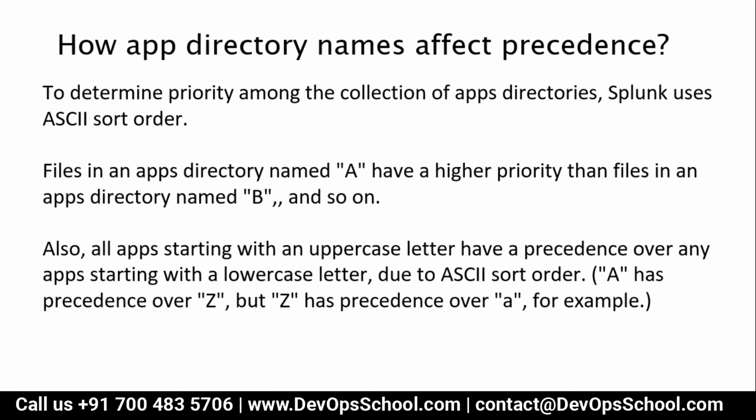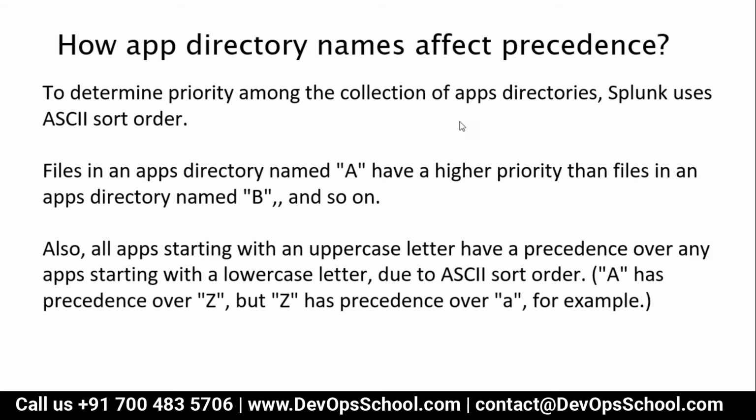Now the question is how app directory names affect the precedence. Is there any possibility that you name the app directory and, in a different app, store different priorities or a different configuration file? Will the different app naming convention impact that? Yes, that's true. To determine the priority among the collection of app directories, Splunk uses ASCII sort order. Okay, so that is important. Files in an app directory named A have a higher priority than files in an app directory named B.